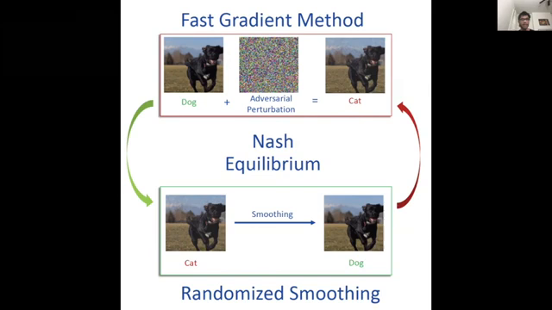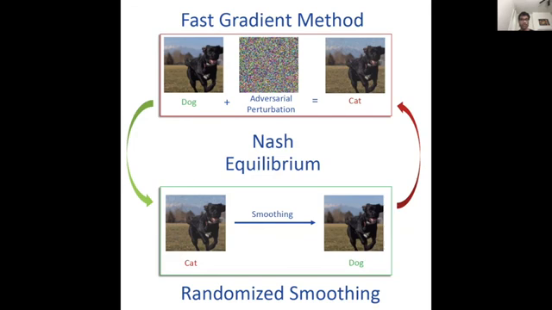Now on the bottom panel, we have the same perturbed image that was produced on the right of the top panel. And now we smooth it to produce a corrected image on the bottom right. This smoothed image is now classified correctly as the original class, which was dog initially. This algorithm is called an adversarial defense algorithm.